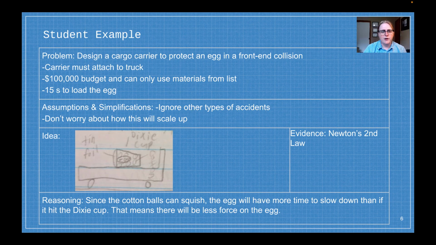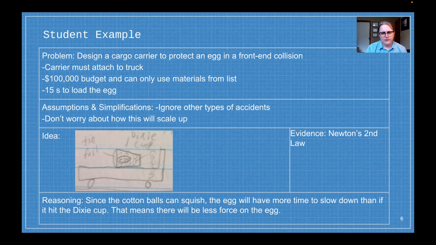This was a project where students designed a cargo carrier to protect an egg in a front-end collision. And so under the problem, that student is summarizing what have we defined as a good solution and criteria that that solution needs to make. And then under assumptions and simplifications, we're only going to worry about that front end collision, and we're not going to think about how will we get from whatever students build onto the little piece of 2x4 up to something that could work on an actual truck in the real world.